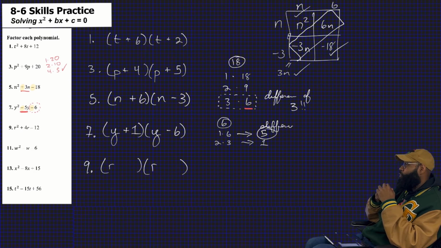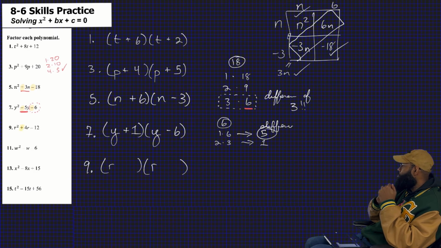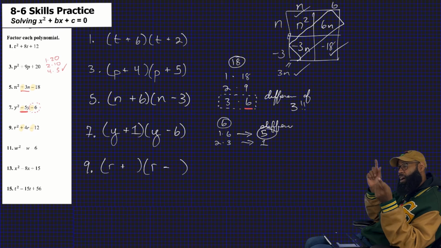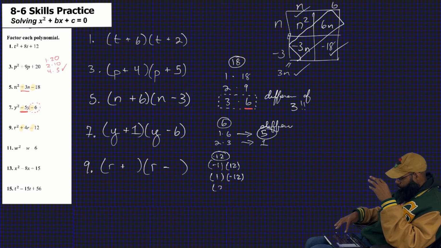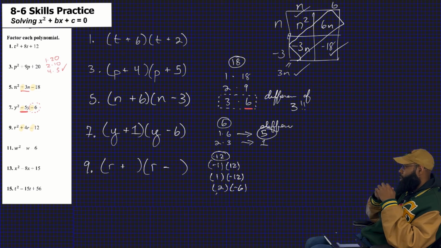For number 9, r times r gives you the r squared, but again, with a plus minus, I know that one of these will be positive and one of them will be negative because to get a negative 12, I need a positive times a negative. So positive 2 times negative 6, or positive 4 times negative 3, or positive 1 times negative 12, you know one needs to be negative. So negative 1 times 12, that gives me negative 11. Don't want that. What's next, right? You got 1 and negative 12. Well, that would add up to negative 11.